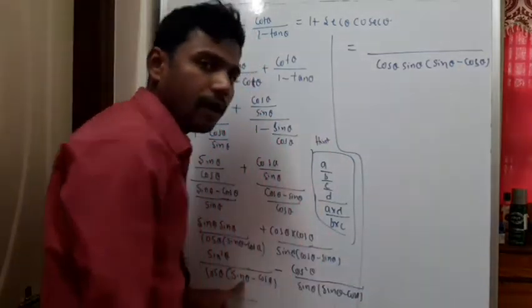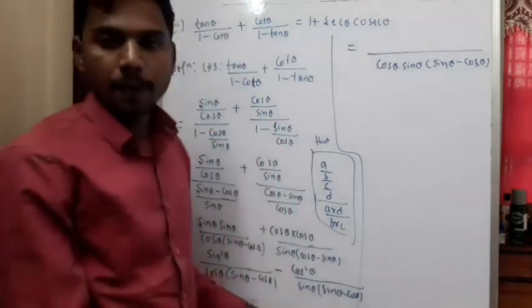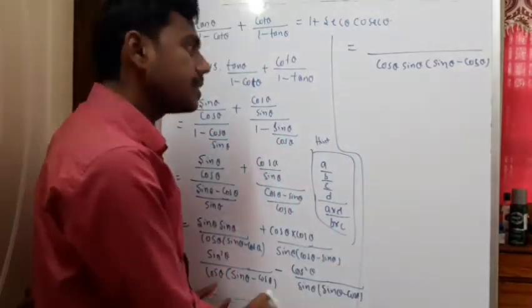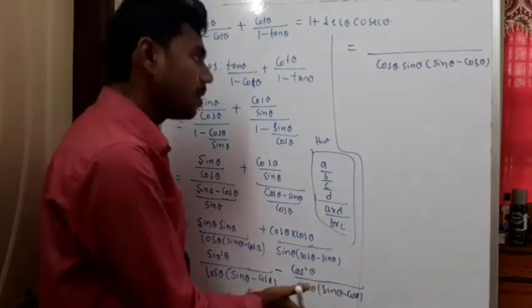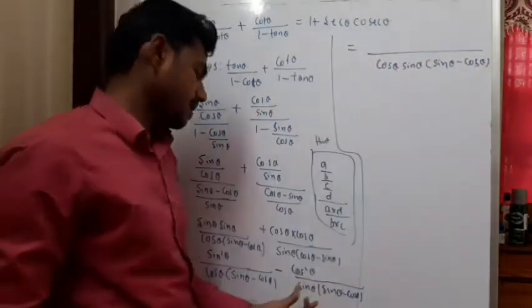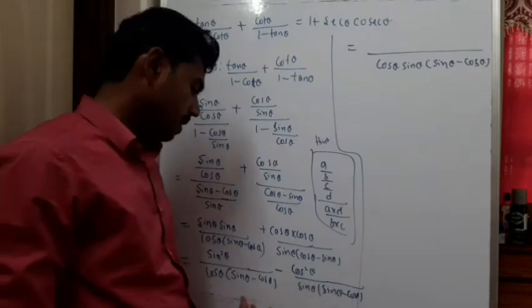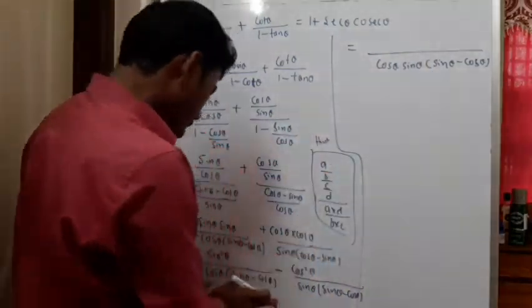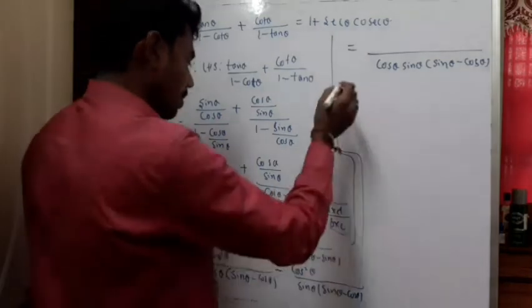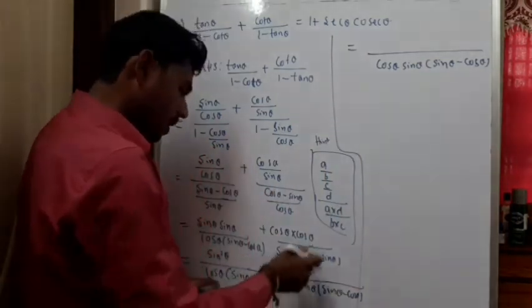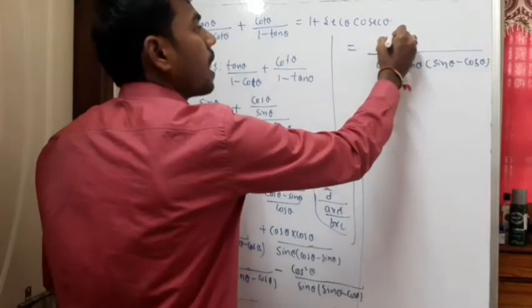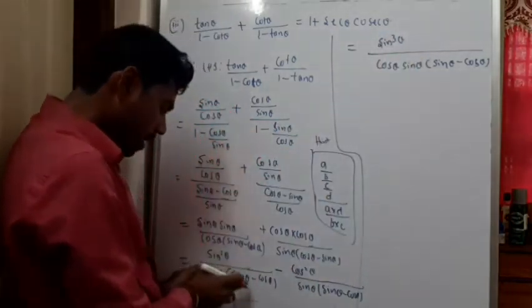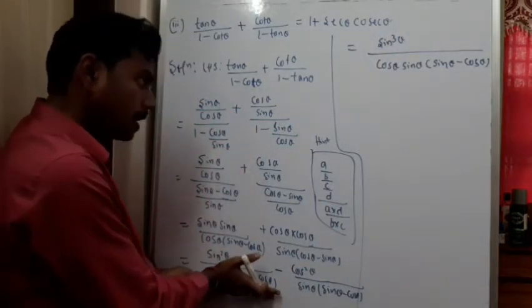Your algebra will come into picture here. If you know the basics of algebra, you will be able to take the LCM. Cos theta minus cos theta is common, so we have taken this. Okay, now cos theta minus sin theta. So what you'll get here? So we'll get sin cube theta. Sin square theta already there. Cos theta into sin theta minus cos theta.